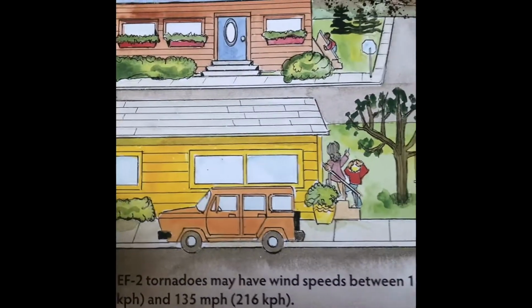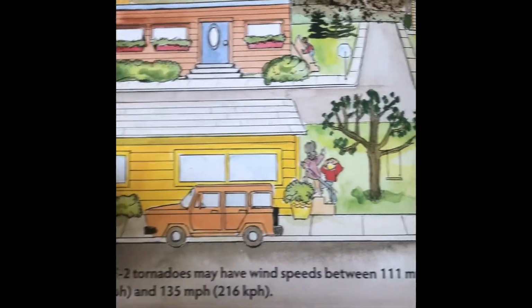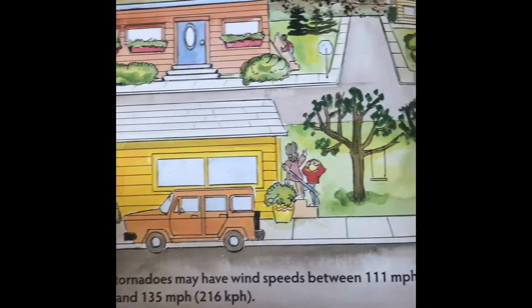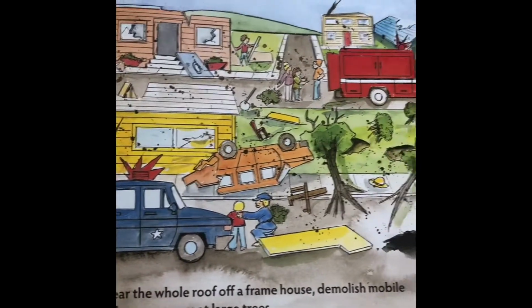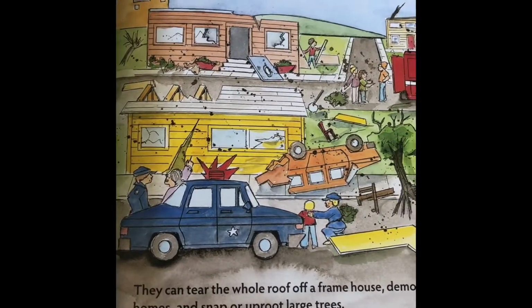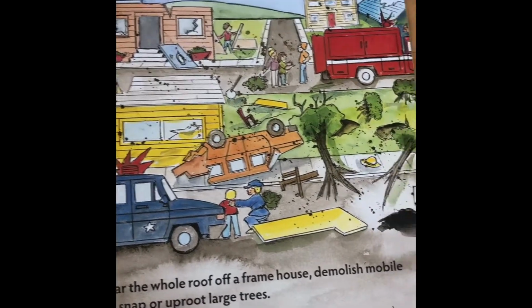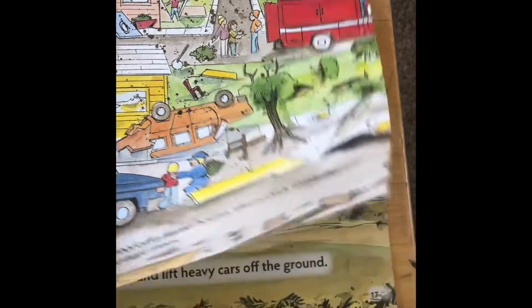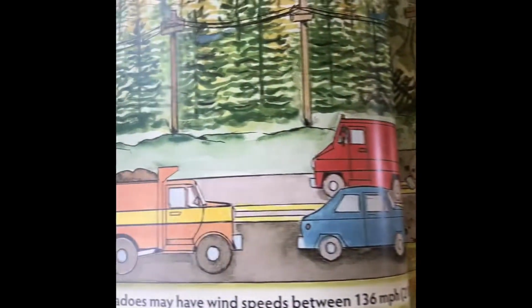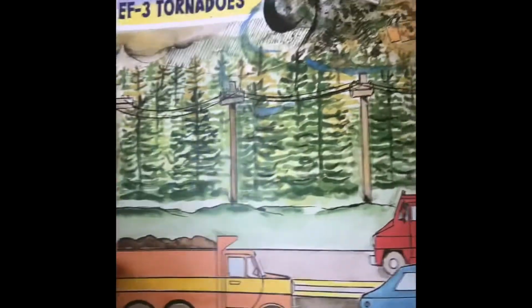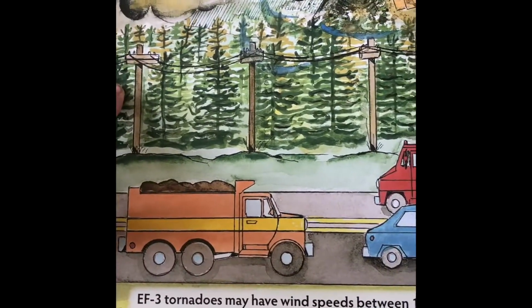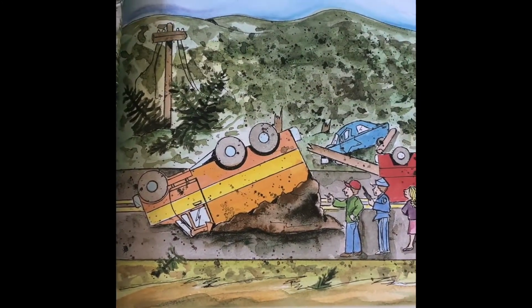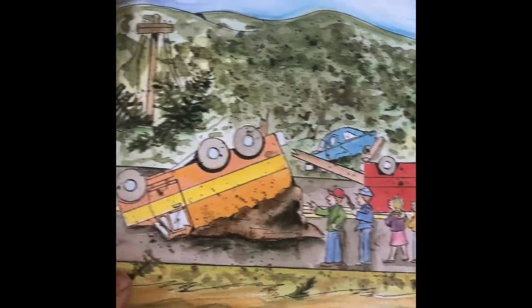EF2 tornadoes may have wind speeds between 111 miles per hour and 135 miles per hour. They can tear the whole roof off a frame house, demolish mobile homes, and snap or uproot large trees. EF3 tornadoes may have wind speeds between 136 and 165 miles an hour. They can uproot a forest and lift heavy cars off the ground.